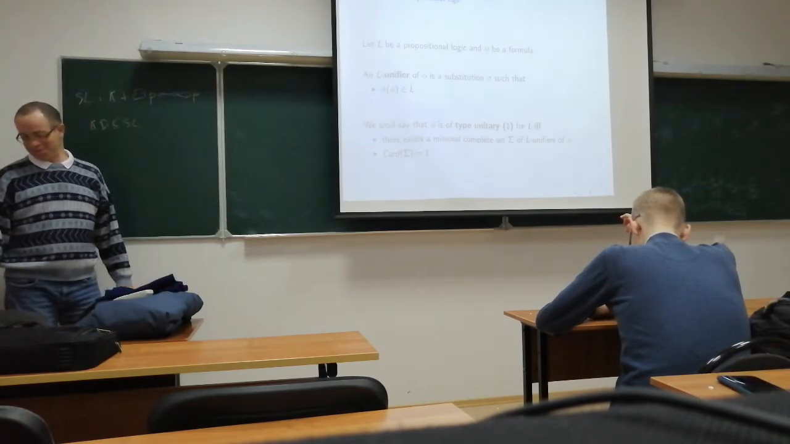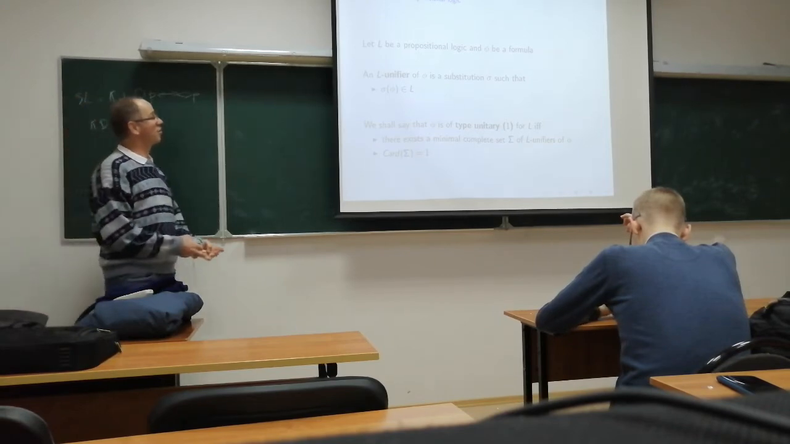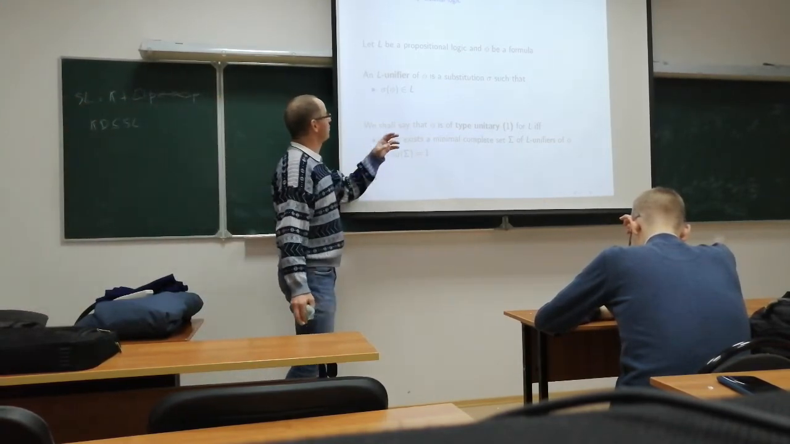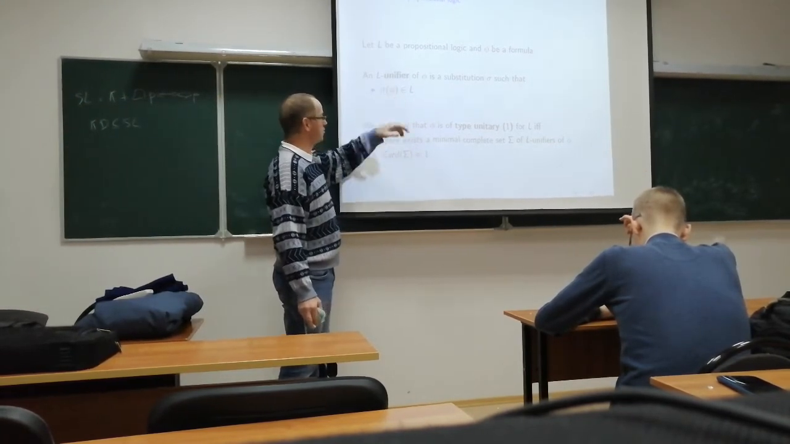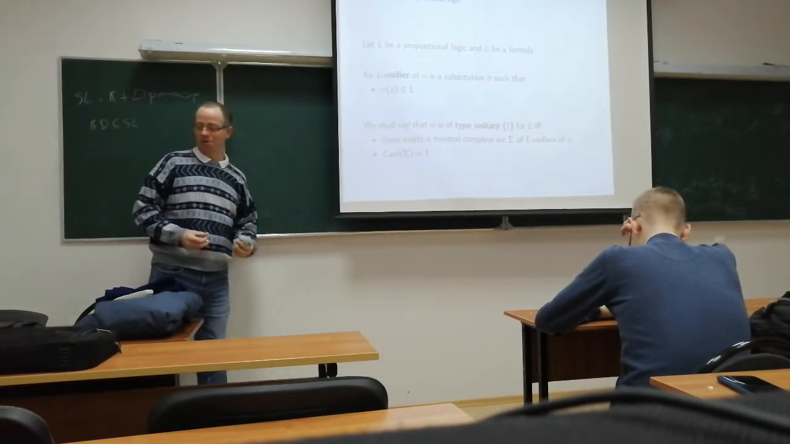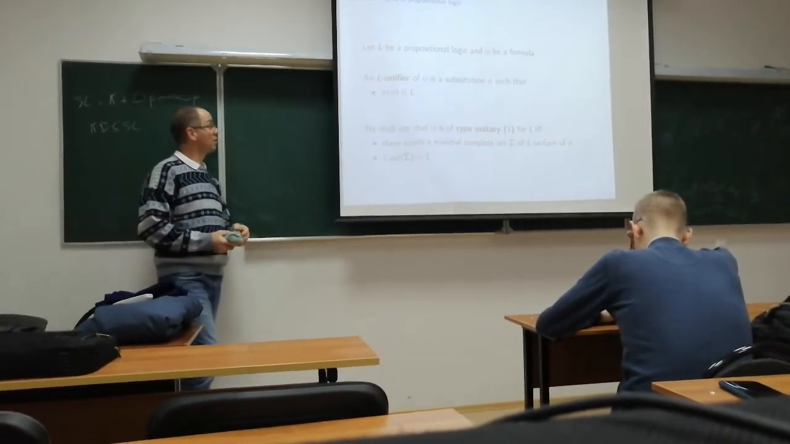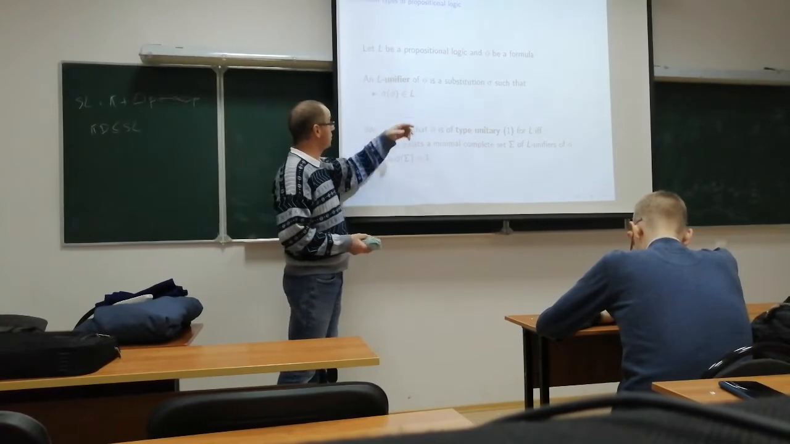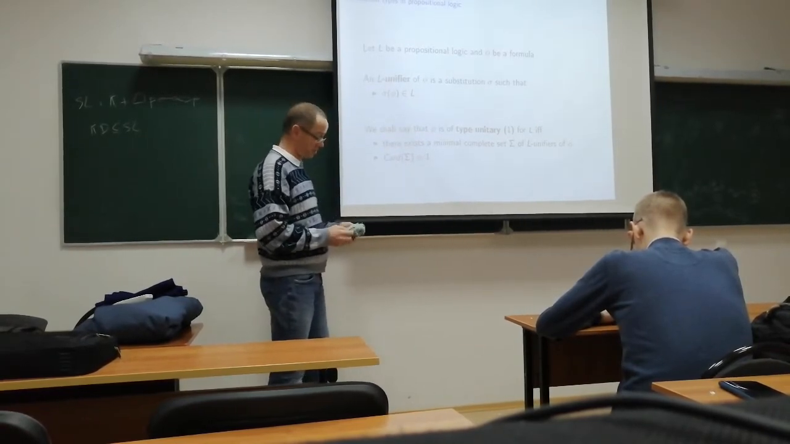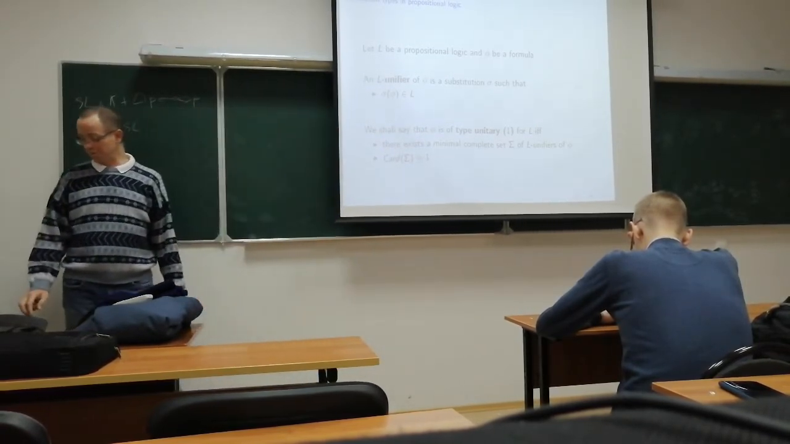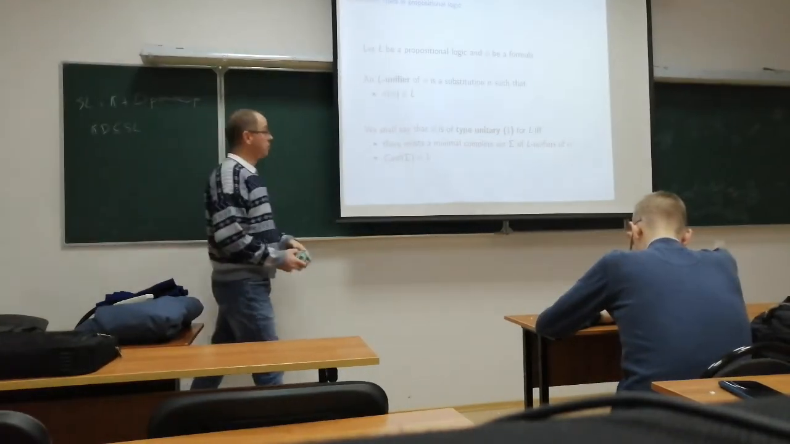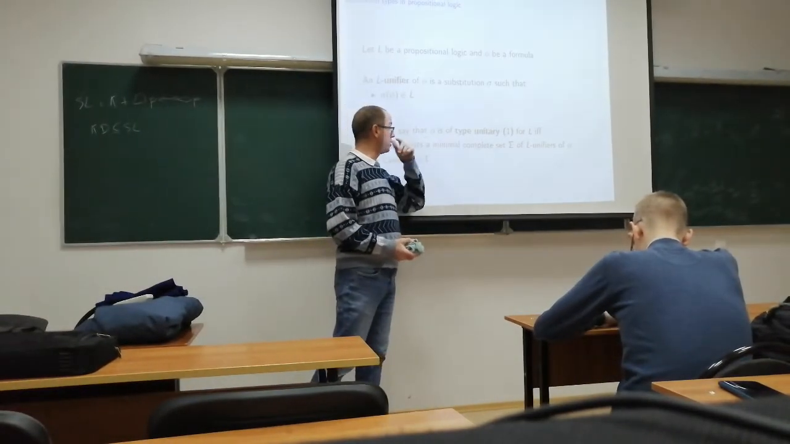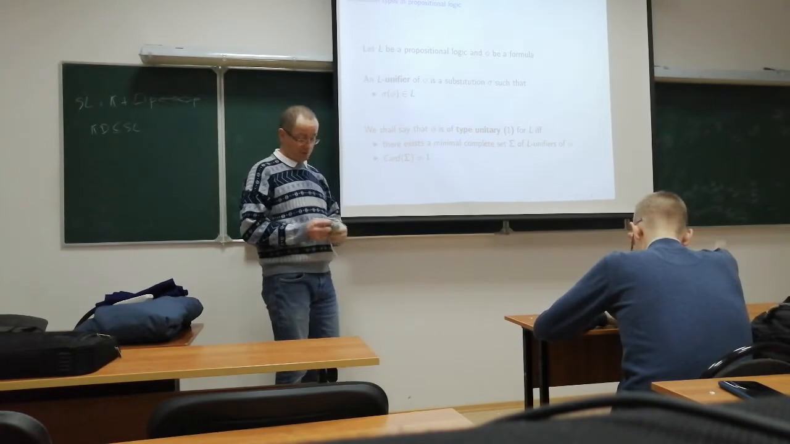So we have seen what it means to be... So L is a propositional logic, phi a formula, a unifier is a substitution which makes the formula a member of the logic. So provable if the logic is axiomatically presented, and valid if the logic is semantically presented. The formula is unitary if it possesses a minimal complete set of unifiers of cardinality 1.